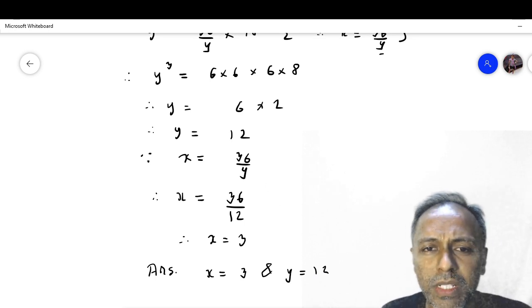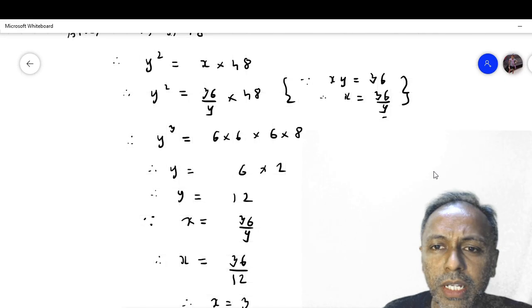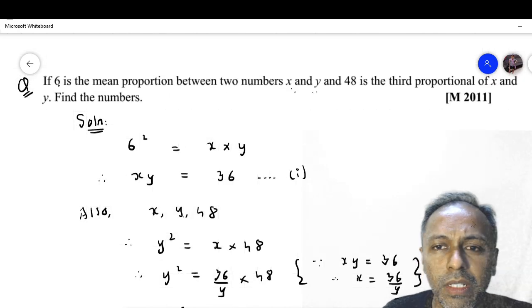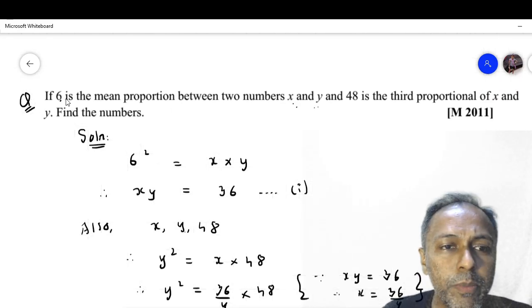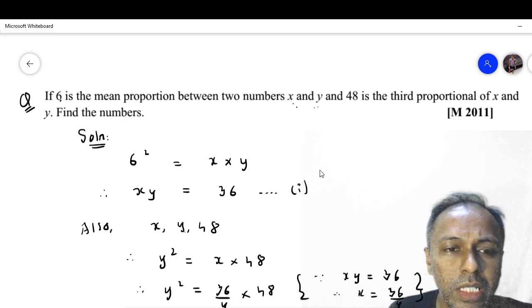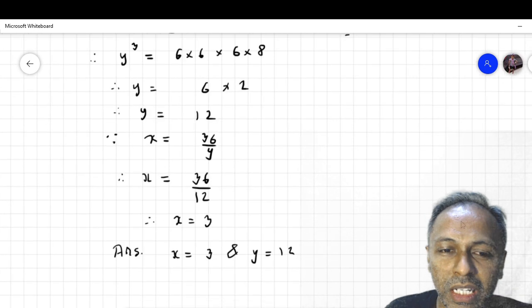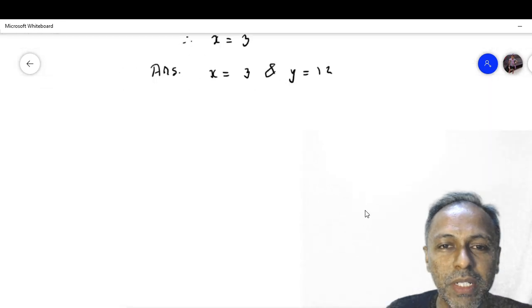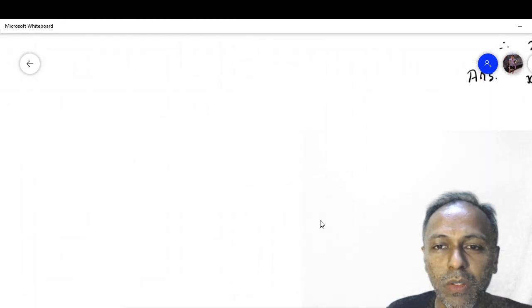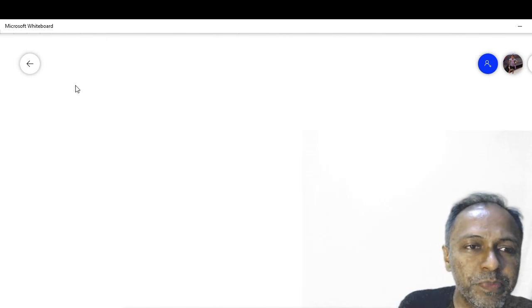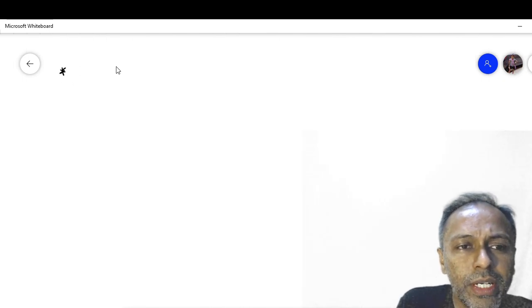So these level of problems are coming in board exams. If your concepts are clear about mean proportional and third proportional, then these level of problems can be easily completed. Let us take the next step. Let's go to some other concept. Let us now add a new point.